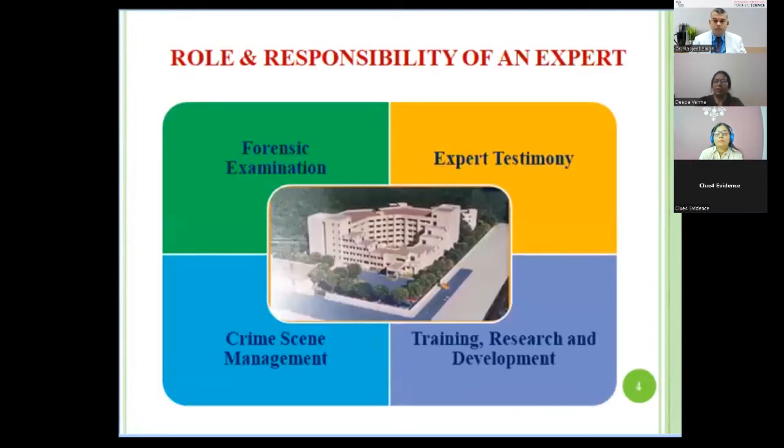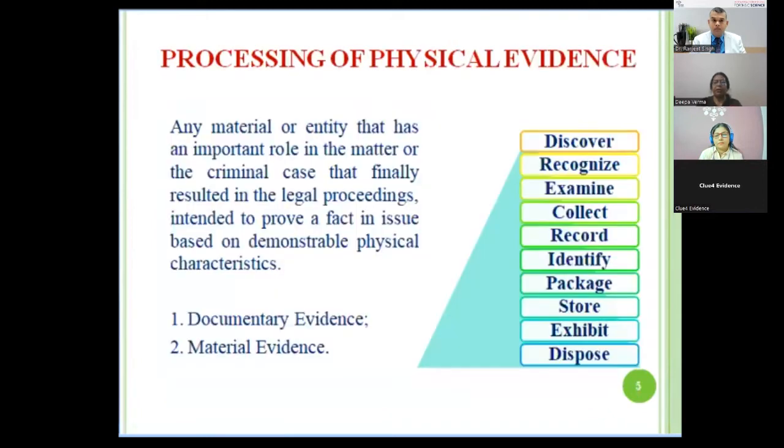The role and responsibility of an expert in forensic examination is examination of documents or examination of any of the exhibits, then expert testimony by the expert, crime scene management as and when required, and training and research aspects in the laboratories or other than those areas.